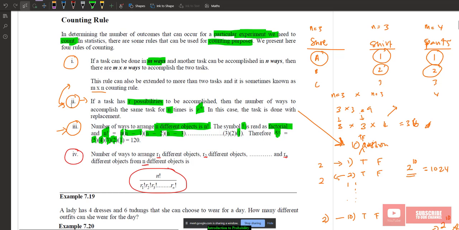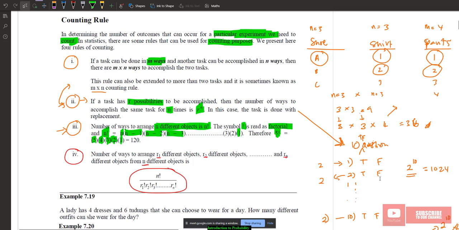For the second formula, if you have R possibilities to accomplish the task, then the number of ways to accomplish the same task n times is R power of n. So my example is for true and false questions, right? For the first question, you have 2 possible outcomes.